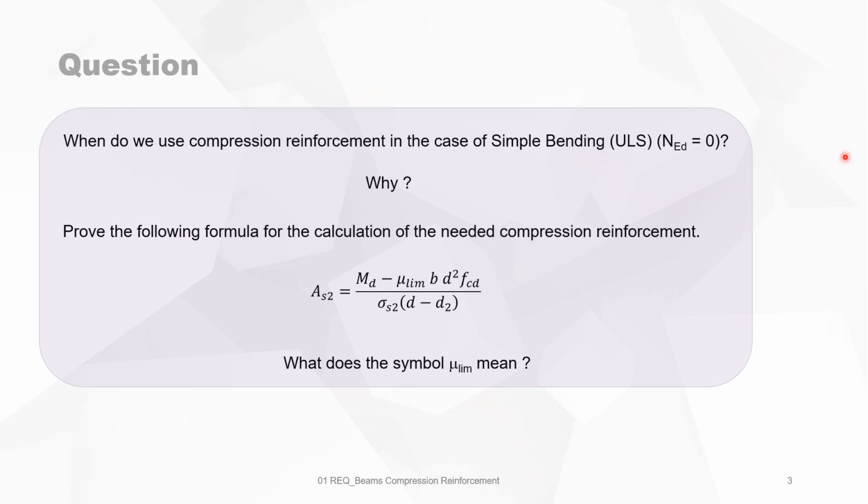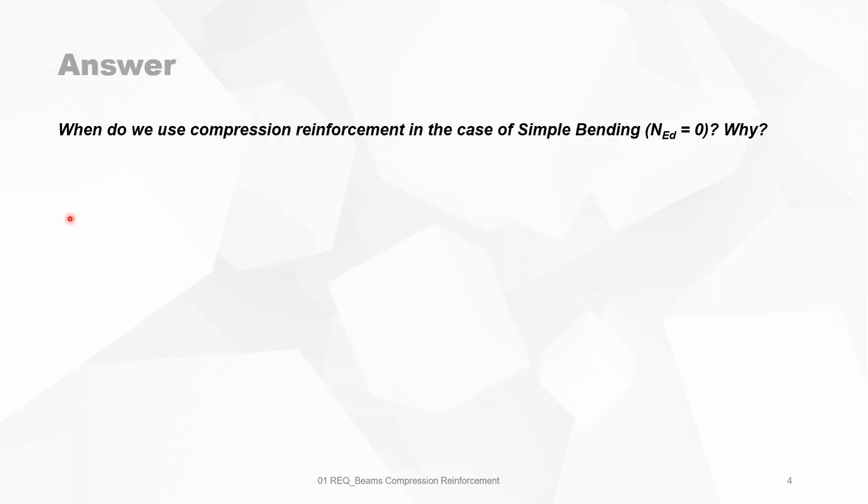And simple bending means that N_Ed is 0. Then the second part of the question is why, followed by prove the following formula for the calculation of the needed compression reinforcement. And what does the symbol μ_limit mean? Third part of the question.